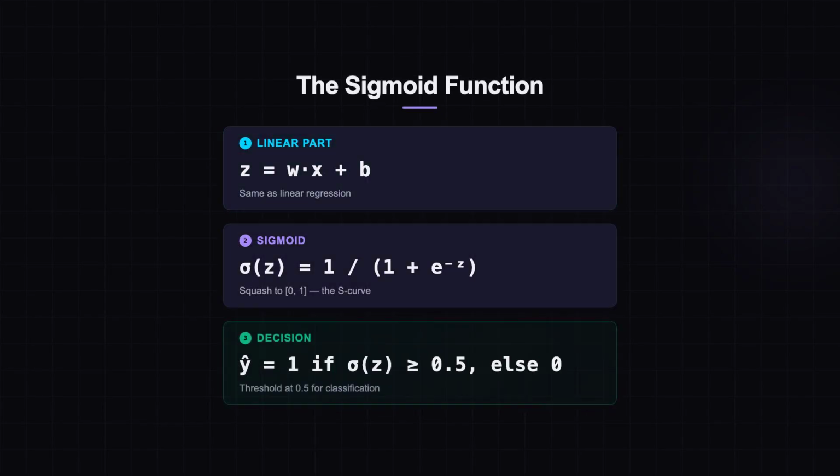It takes any real number and outputs a value between 0 and 1. When z is very negative, sigmoid outputs near 0. When z is very positive, it outputs near 1. At z equals 0, it outputs exactly 0.5. This S-shaped curve is what turns a linear model into a classifier.